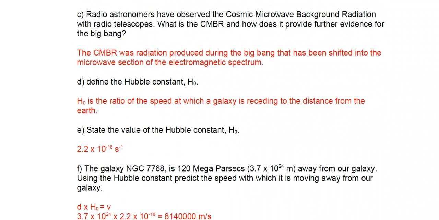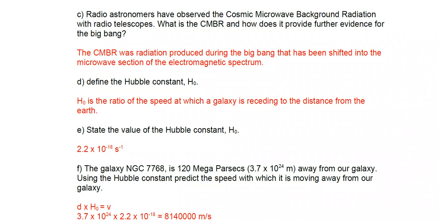C. Radio astronomers have observed something called the cosmic microwave background radiation with radio telescopes. What is the CMBR and how does it provide further evidence for the Big Bang? Well, the CMBR was radiation produced during the Big Bang that has been shifted into the microwave section of the electromagnetic spectrum as the universe has expanded.